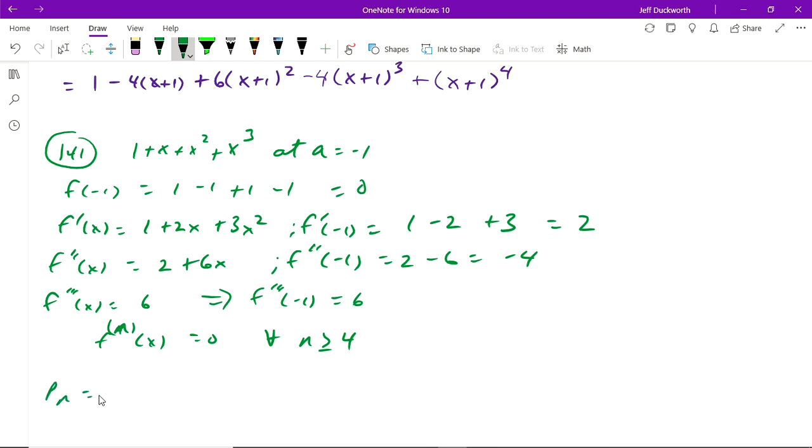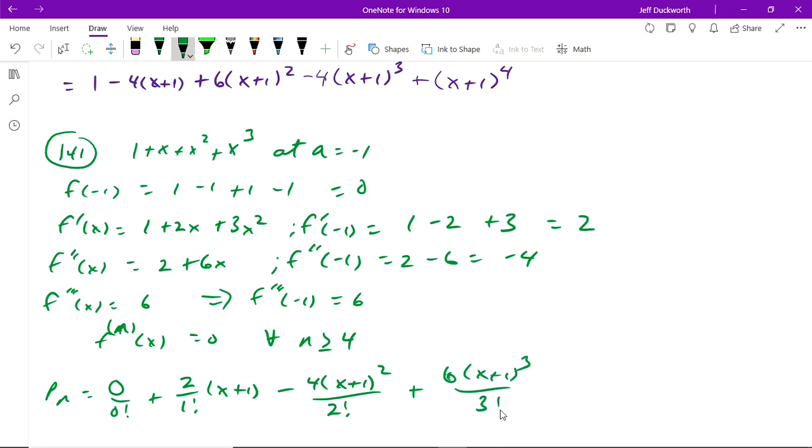So Pn is going to equal, our first value is 0 over 0 factorial plus 2 over 1 factorial. And we're multiplying this by x plus 1 because it's x minus a. And then we've got a minus 4 times x plus 1 squared over 2 factorial. And then 6 is our next number. And then we add 0 there. Everything else after that, 0.